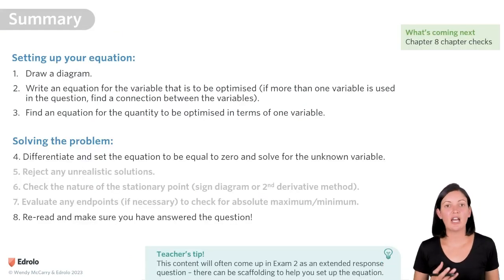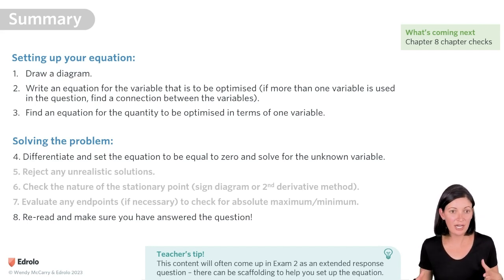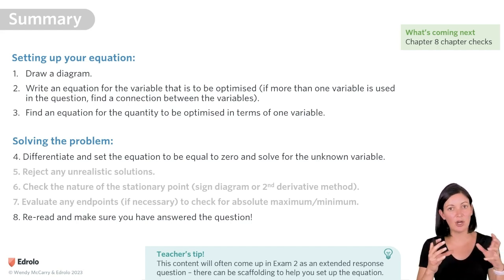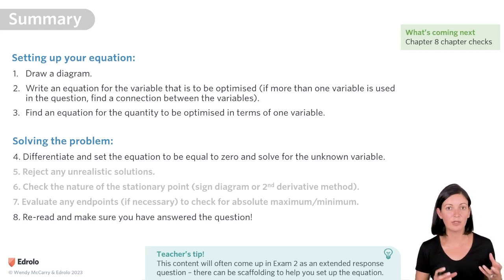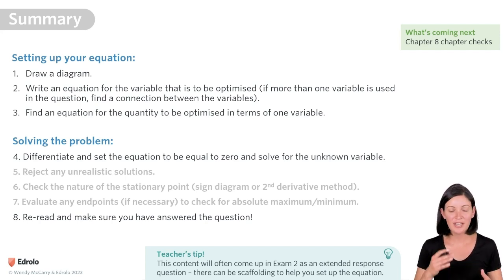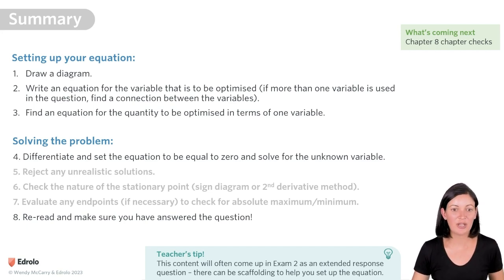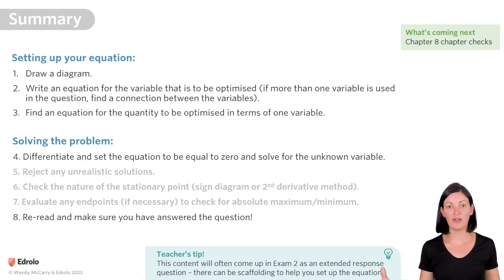So that gave you a couple of examples of optimization problems. There's a couple more for you to try in the Chapter 8 chapter checks, but just a summary of your steps. First of all, you need to do some work to set up your equation, and then you'll go through and solve the problem, thinking about the actual context of your problem when doing so to make sure that you follow the steps that you need to. And again, don't forget to reread and make sure that you've answered the question. So the next thing that you need to do is just go through all of Chapter 8 and attempt those chapter checks.